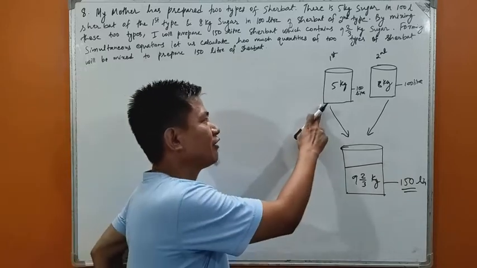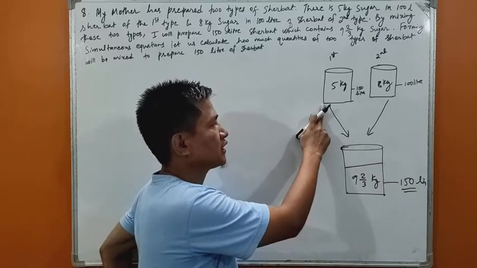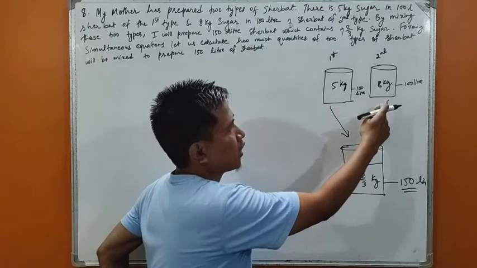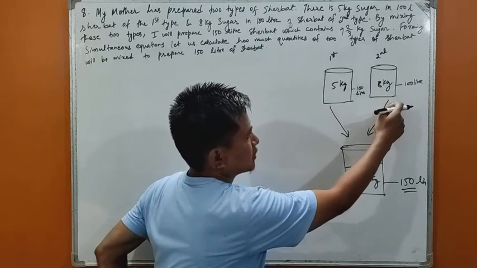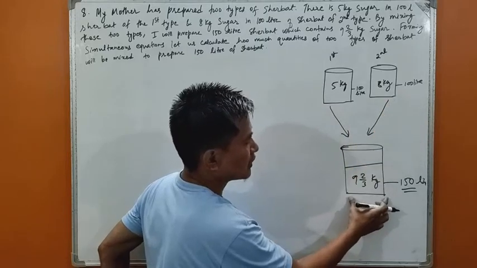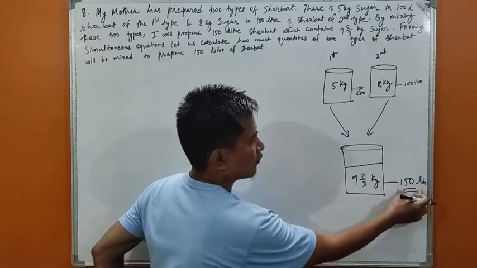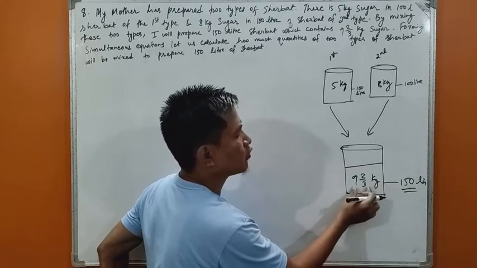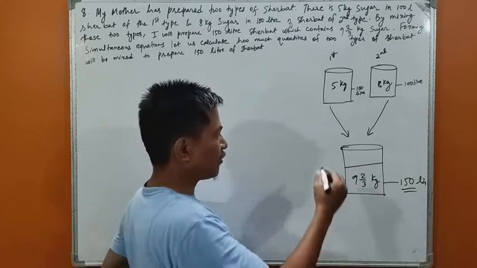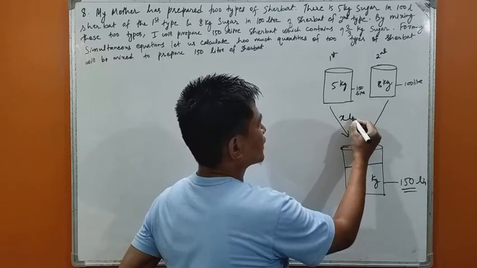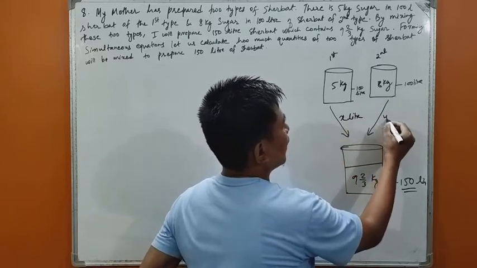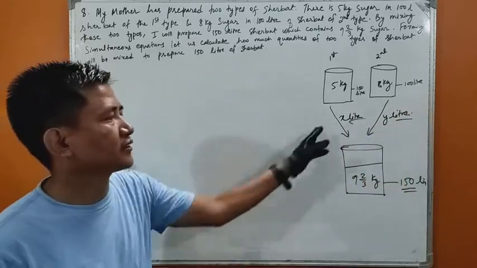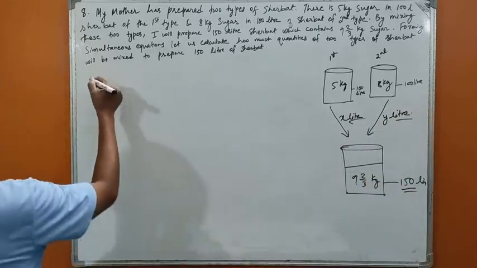Yes. What quantity of the first type of sarbat is to be taken and what quantity of the second type of sarbat is to be taken, so that the total quantity in the new container is 150 liters and the quantity of sugar in this 150 liters of sarbat is 9 whole 2 upon 3 kg. Okay, now let us assume x liters of first type of sarbat is taken and y liters of second type of sarbat is taken. We are asked to find this x and y. Okay, now let us continue.